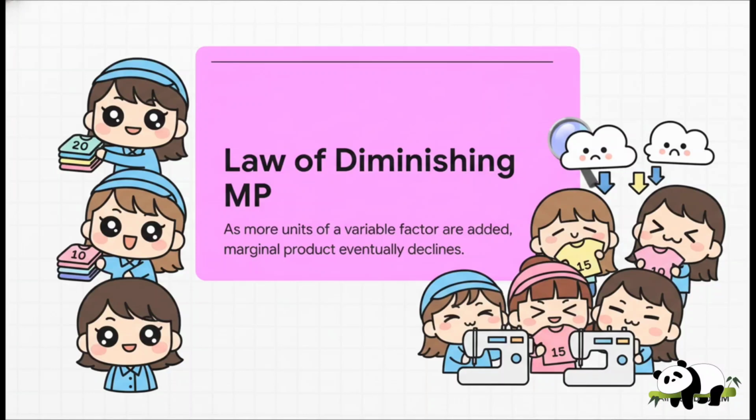Now, this table shows one of the most famous laws in all of economics. At first, adding workers is great. The marginal product goes up from 10 to 15 to 20. They're working together, specializing. It's awesome. But look what happens after that 3rd worker. The 4th worker only adds 15 t-shirts, and the 5th only adds 10. Why? Suddenly, the factory's getting cramped. Workers are bumping into each other, waiting for a machine. That is the law of diminishing marginal product in action.